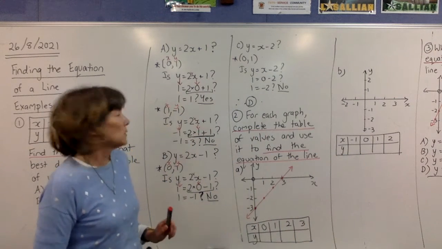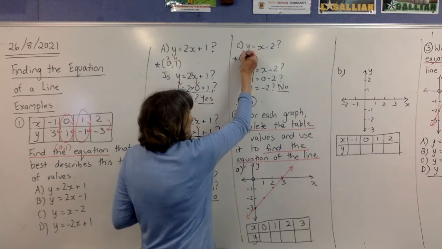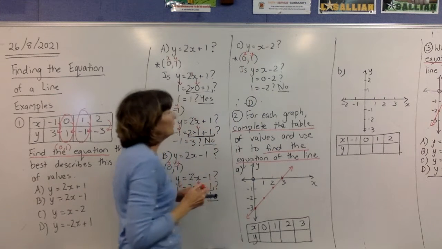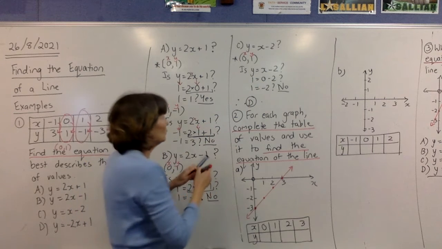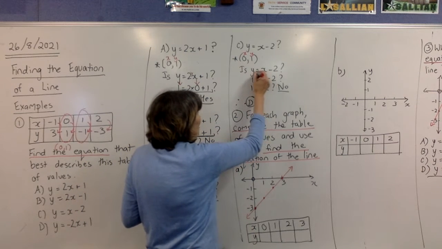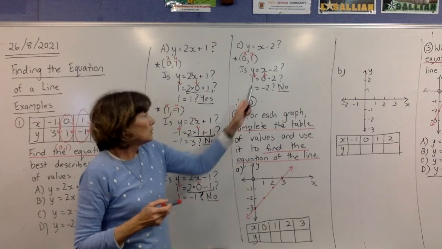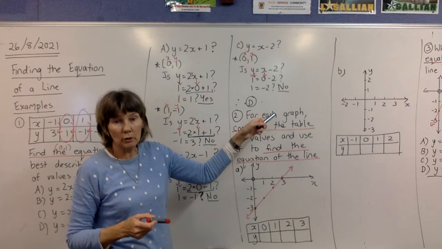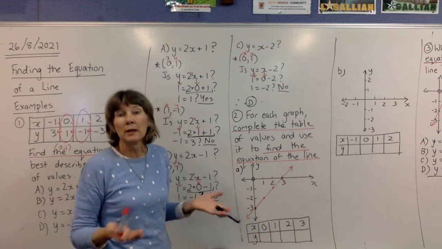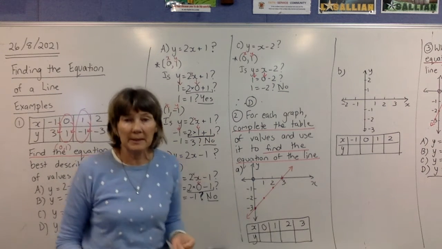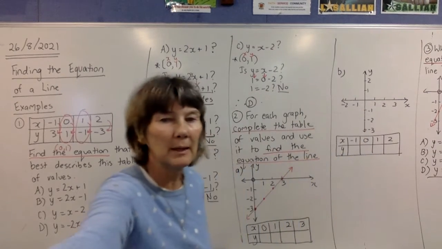So this is C, y equals x minus 2. Again, we're putting in the point 0, 1, 0 for x and 1 for y. So now we're going to say, is y equal to x minus 2? Put in 0 for x and 1 for y. Is 1 equal to 0 minus 2? 0 minus 2 is minus 2. Does 1 equal minus 2? No. So we've got a no for C. So A hasn't worked, B hasn't worked, C hasn't worked. Our answer has to be D. Okay, so you could go and check that it actually does work, but believe me, it does.